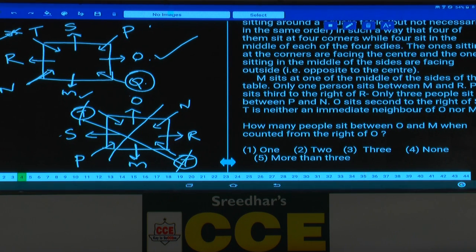Then question number four, how many people sit between O and M when counted from the right hand side of O? When counted from the right hand side of O, how many persons are there? There is only one person, that is Q. Only one, that is choice one.